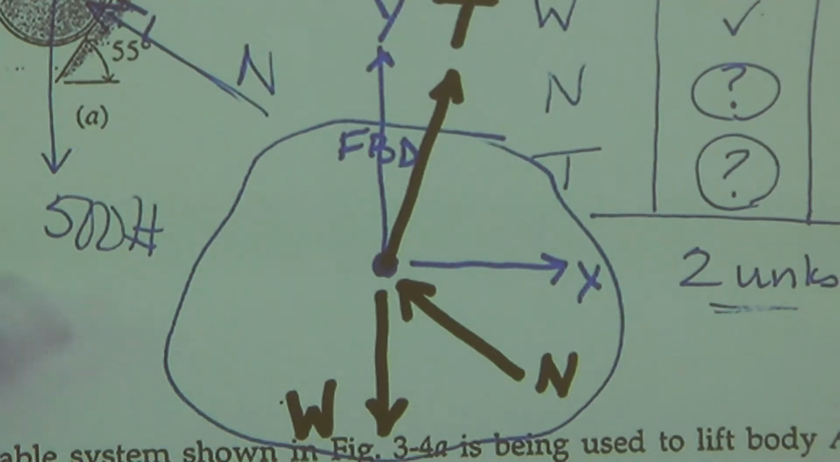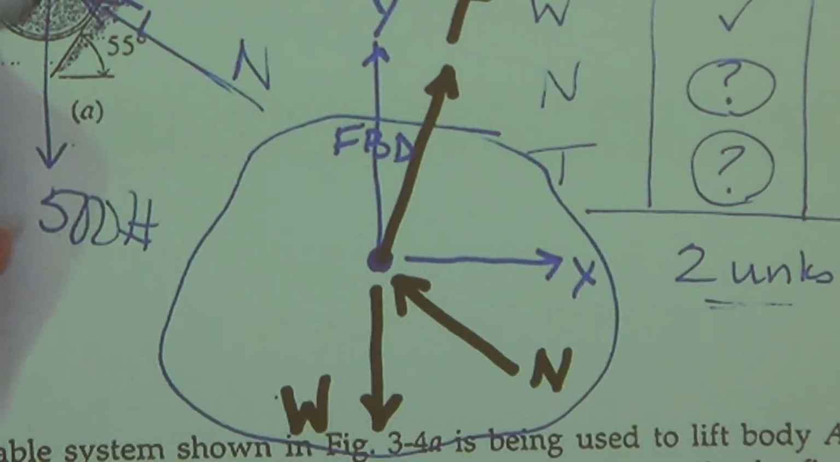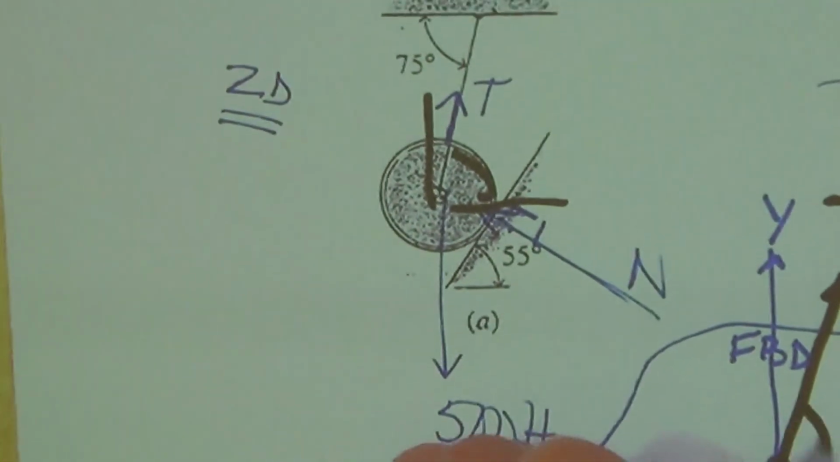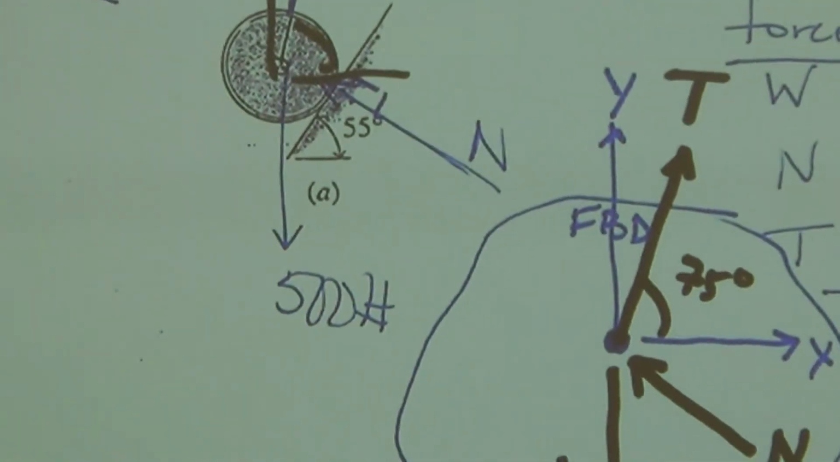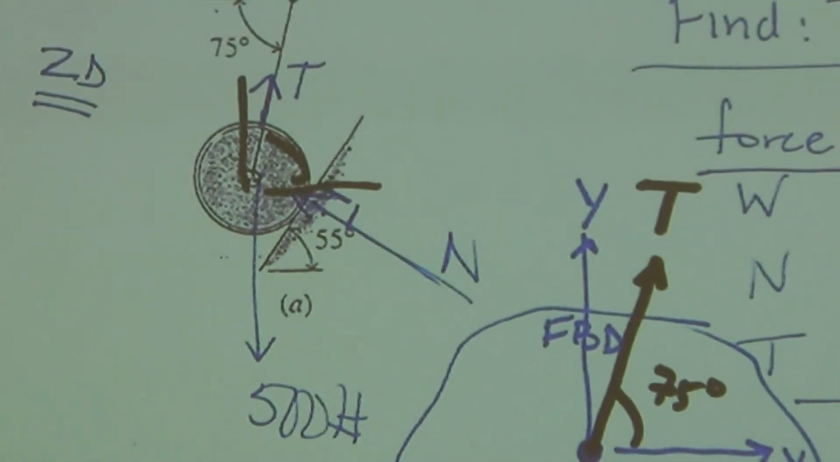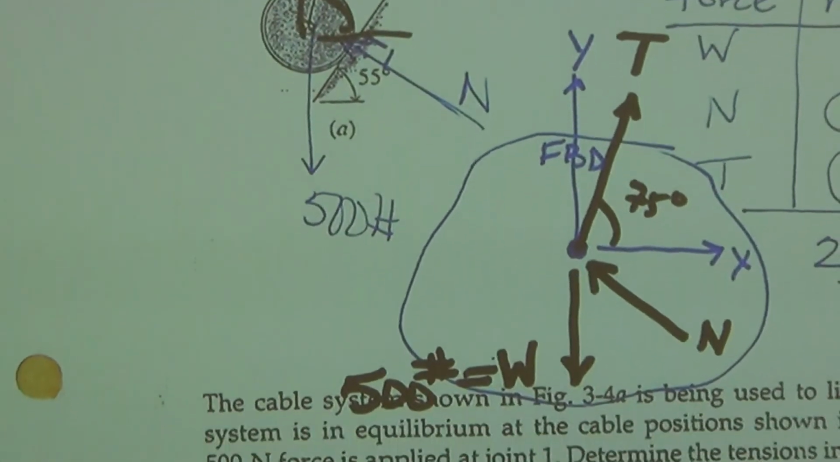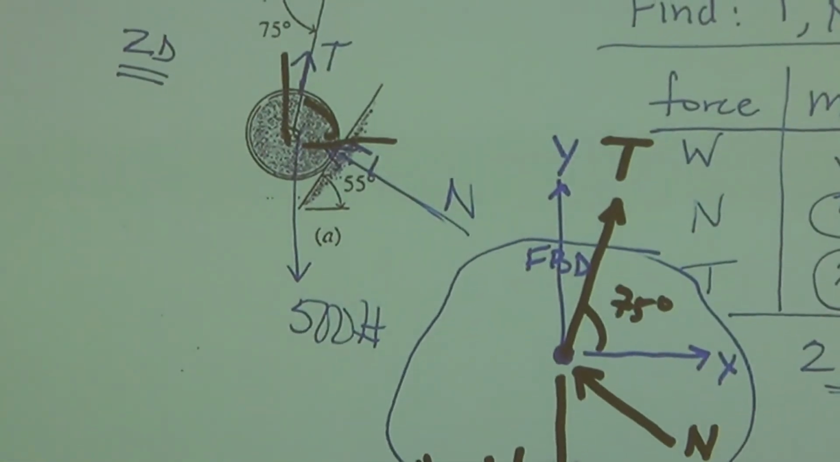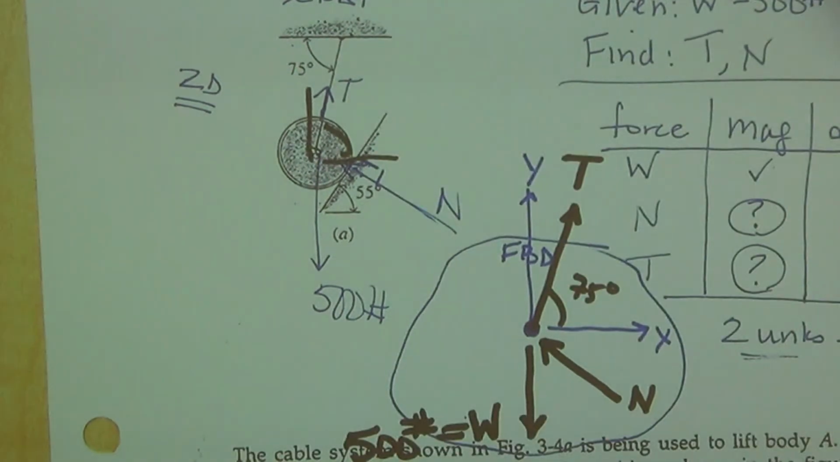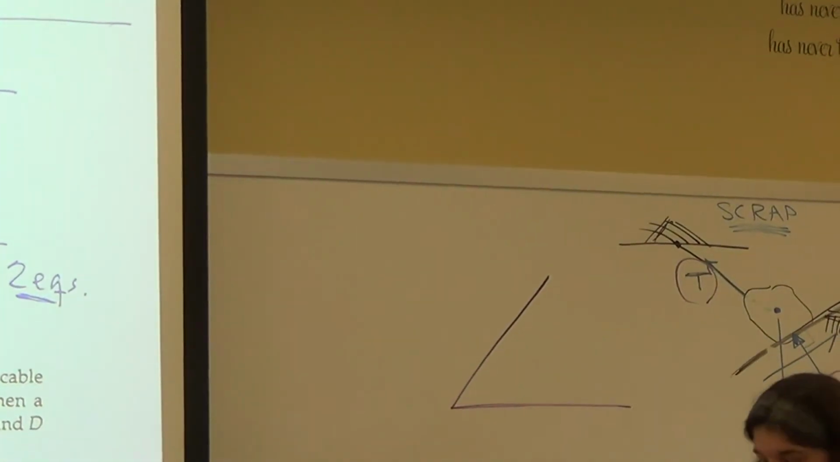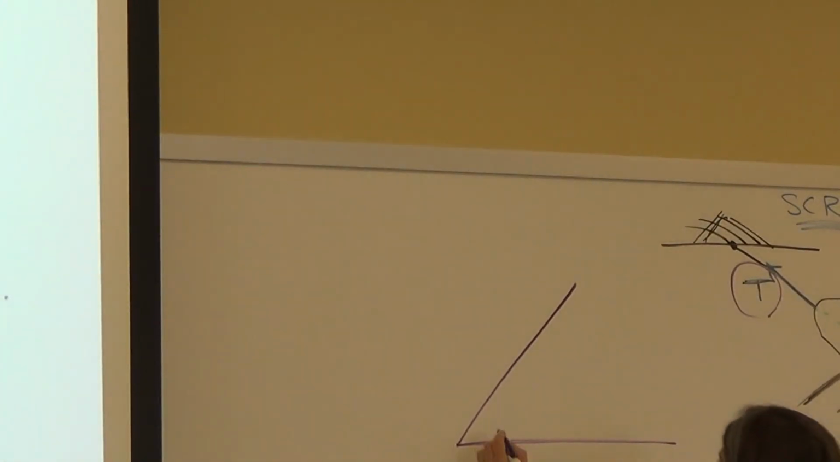So let's take a look at the tension. I'm going back to my scrap. If this is 75 here, then that means this is 75. The weight is fine, and I know it's 500, so I'm going to write 500, so I don't think it's an unknown. And now I'm going to give you a trick. So they have the inclined surface. This is something you would have learned in geometry way back. And they're saying this is 55 degrees.